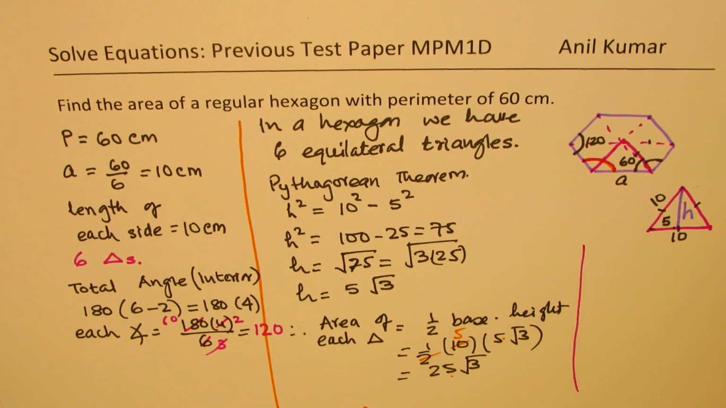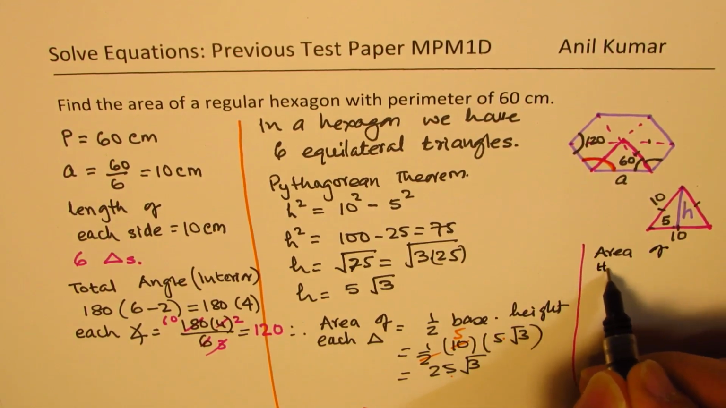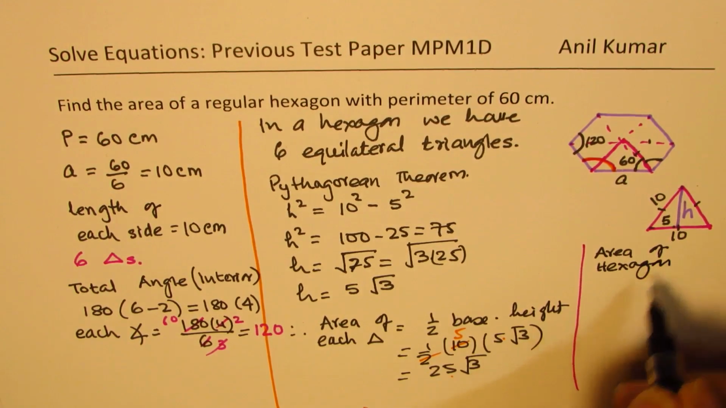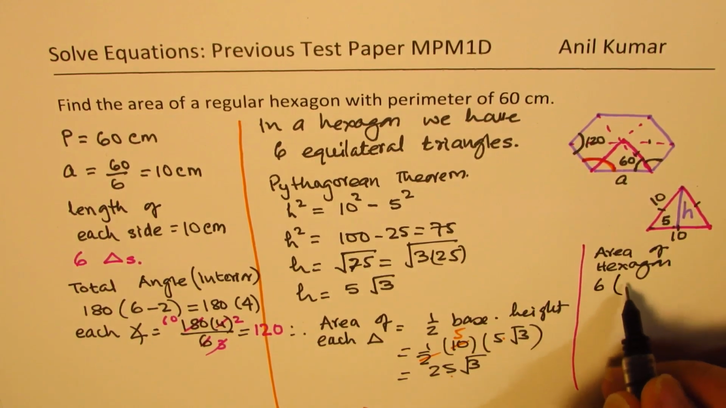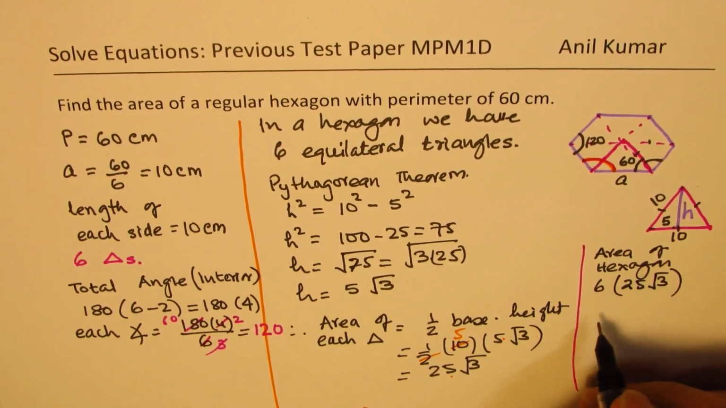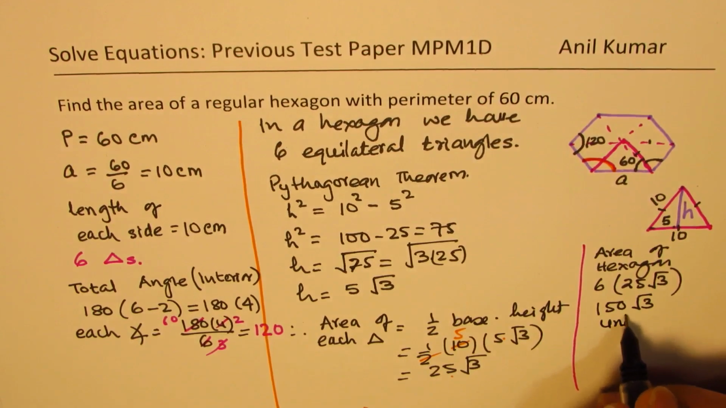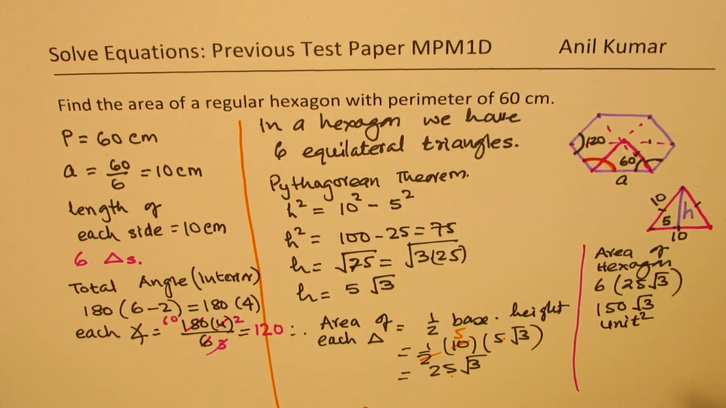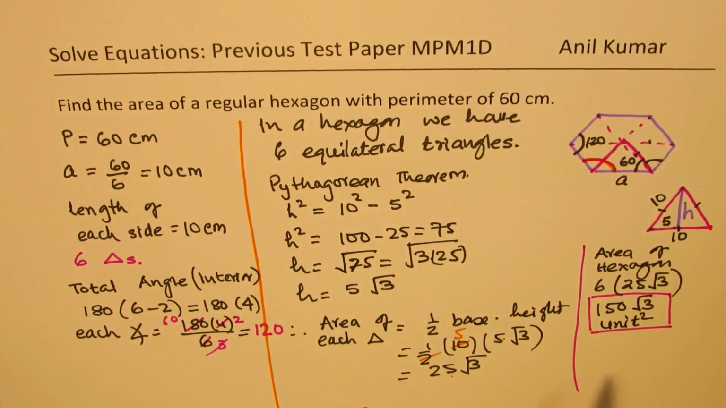Now what is the area of the hexagon? The area of the hexagon will be 6 triangles, right? 6 times 25 square root 3, correct? Which is 150 square root 3 unit squared. Okay? So that is how we get the area of the hexagon for the given question. I hope the steps are absolutely clear.